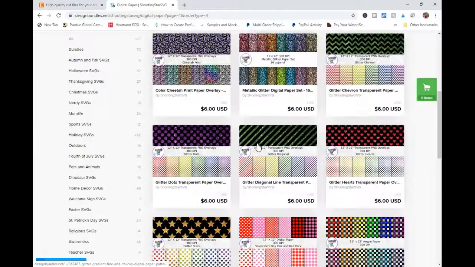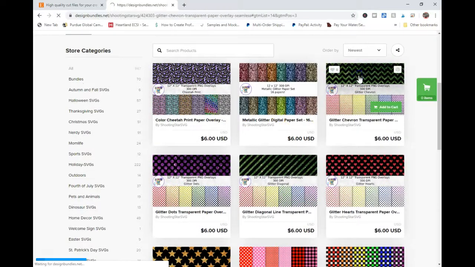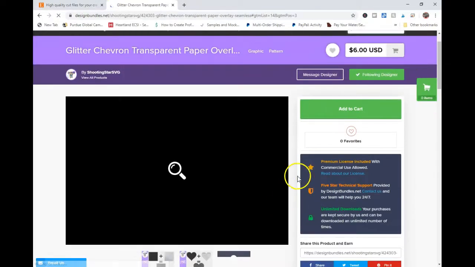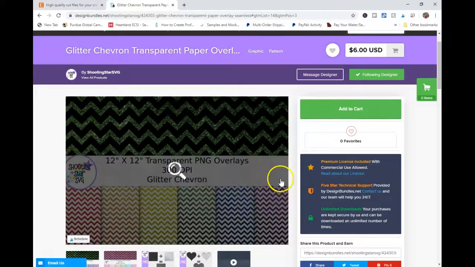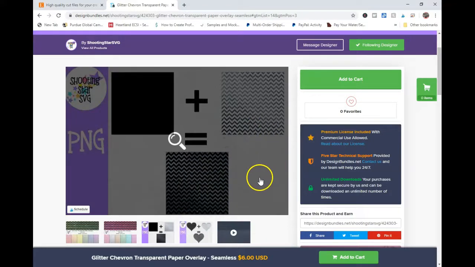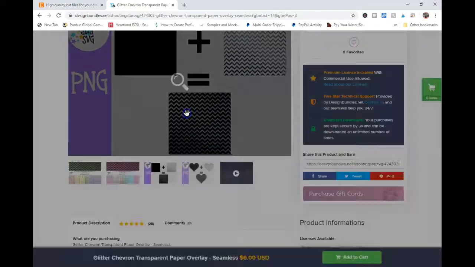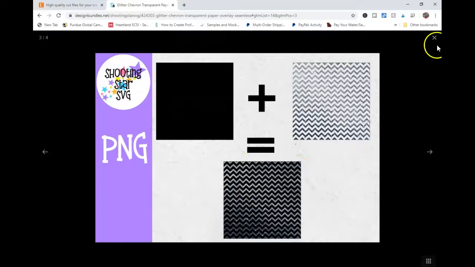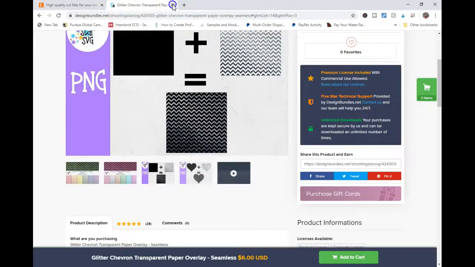And I do have a bunch of different overlays here in my shop that are seamless, that I price at about $6, and you get 12 different overlays. I kind of show you, if you have a black square and you load one of these overlays, this is what you would be achieving with that. So it's kind of a cool little trick.